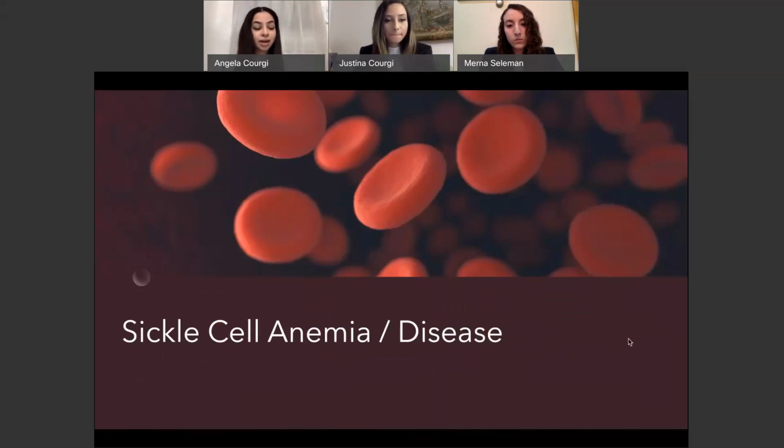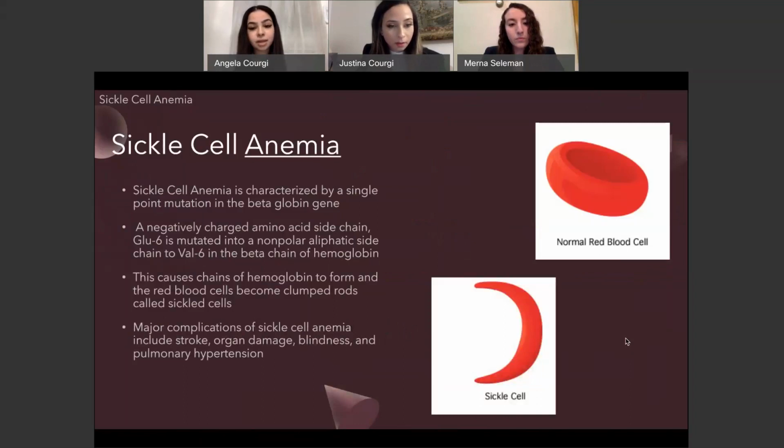And finally, we have sickle cell anemia and sickle cell disease. We'll get into a couple of their distinctions a little bit later. So first off, we have sickle cell anemia. Sickle cell anemia is characterized by a single point mutation in the beta globin gene.